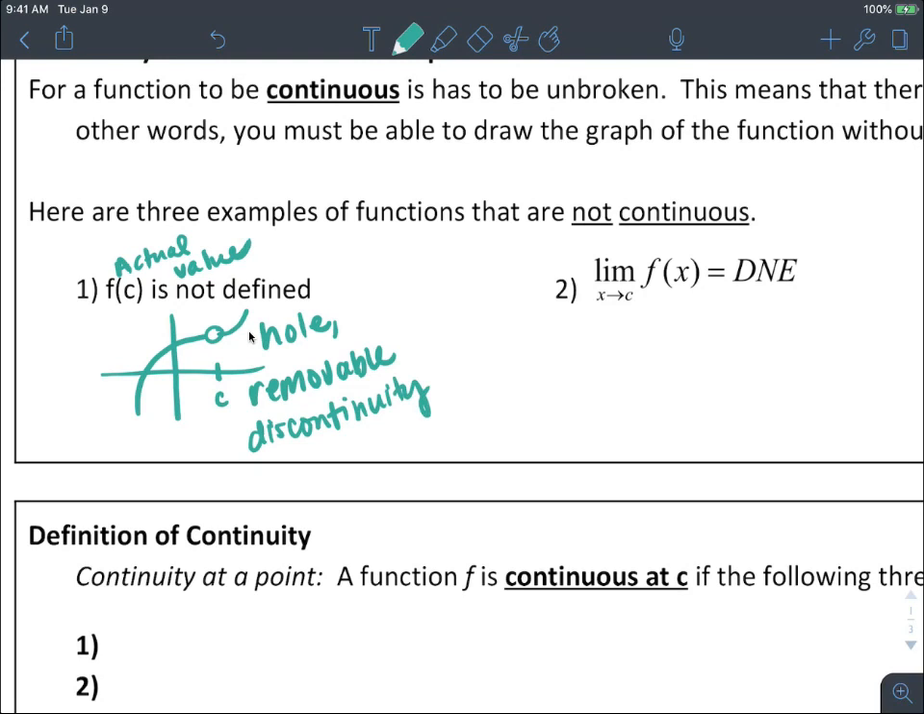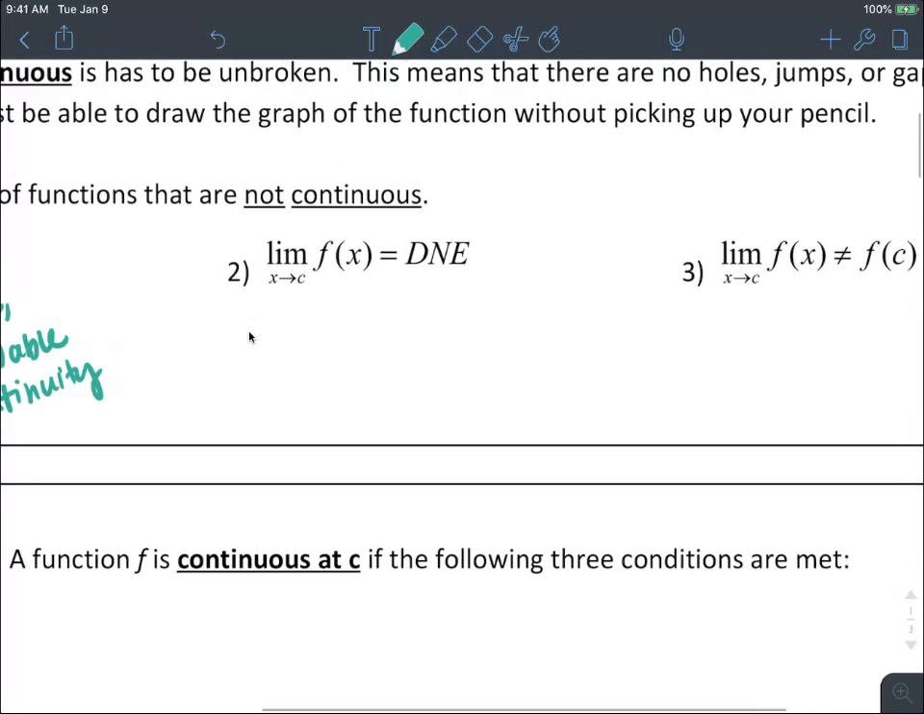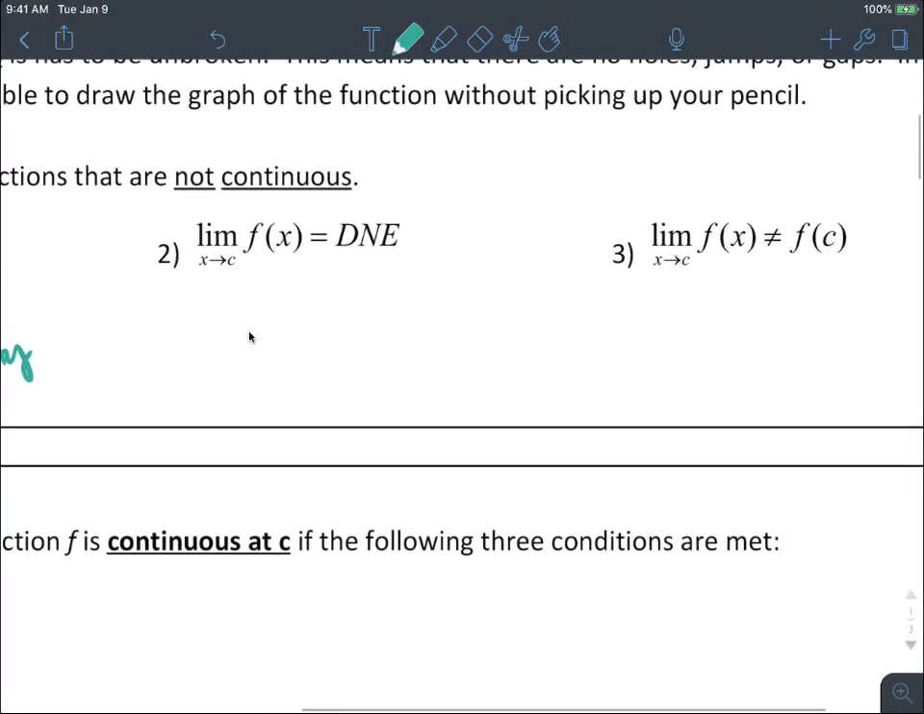Next, if the limit of f of x as x approaches c does not exist, remember, what does that look like? Something like this, and then it jumps. So this is a jump or a non-removable discontinuity.